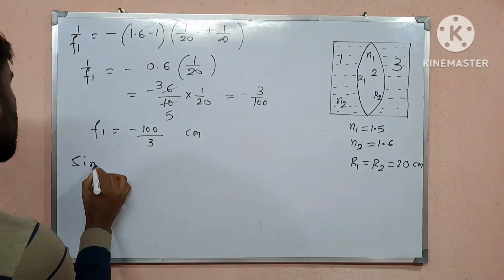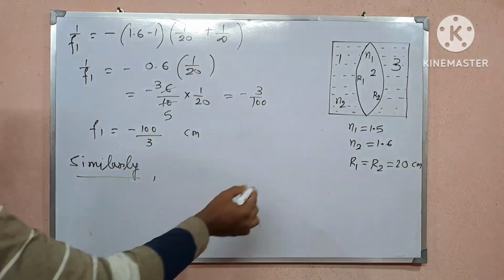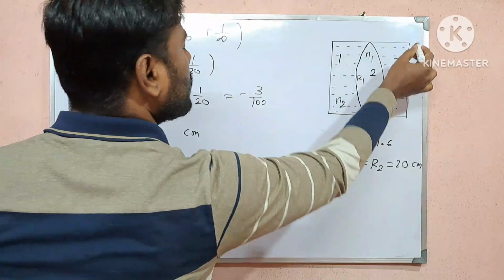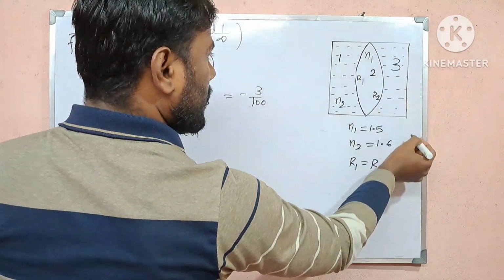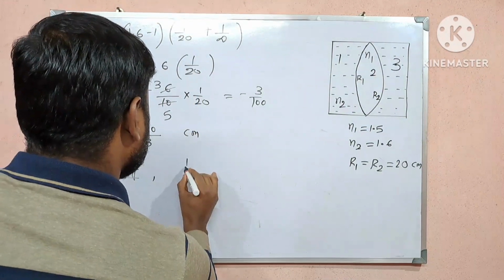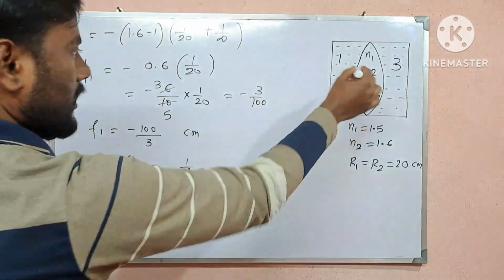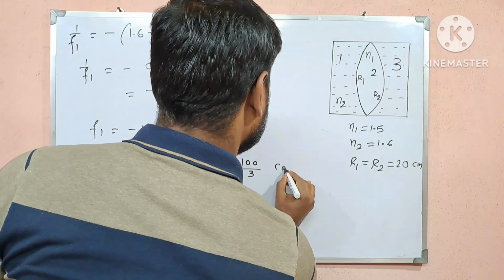If you see carefully, we can similarly calculate the focal length of lens 3, because this is also a plano-concave lens whose one surface is plane surface and another one is curved surface having value 20 centimeter. So 1 by f3, the focal length of lens 3, will also be minus 100 by 3 centimeter.